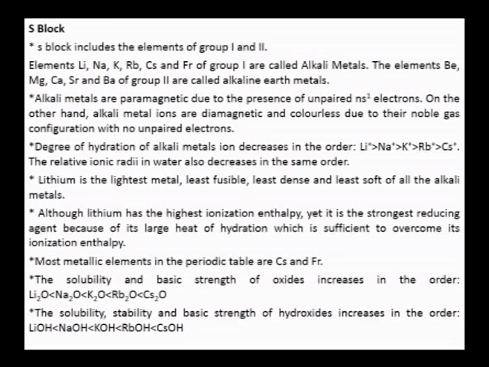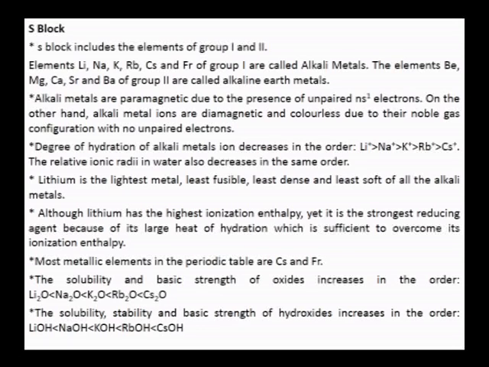Alkali metals are paramagnetic because of the ns1 configuration, in the sense that the valence shell of these elements has one electron. On the other hand, alkali metal ions, which are produced by the loss of the electron present in the valence shell, are diamagnetic and colorless due to their noble gas configuration with no unpaired electrons.